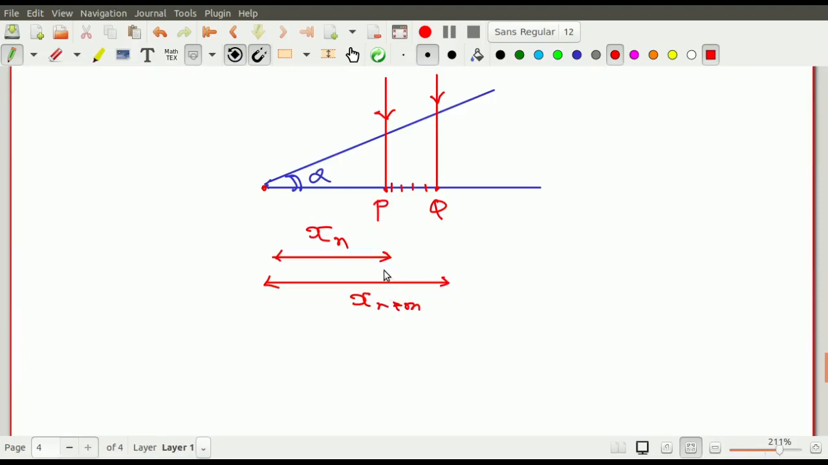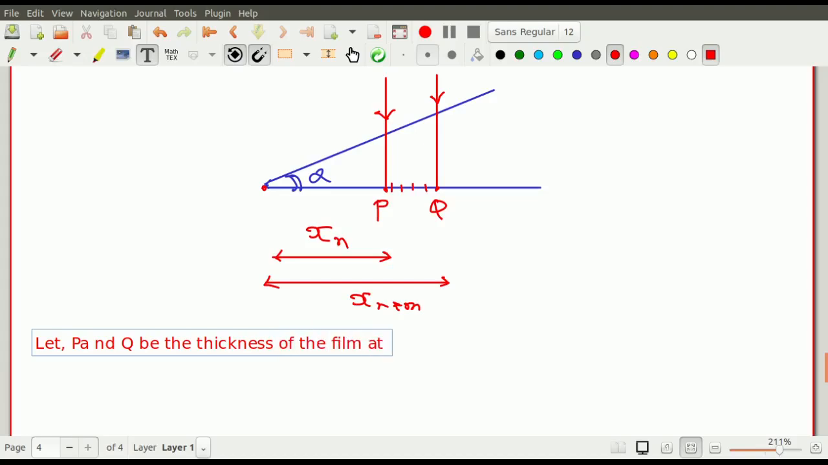Let T and T dash be the thickness of the film at P and Q. লিখে নাও সেটা। Let T and T dash be the thickness of the film at P and Q respectively. ঠিক আছে?